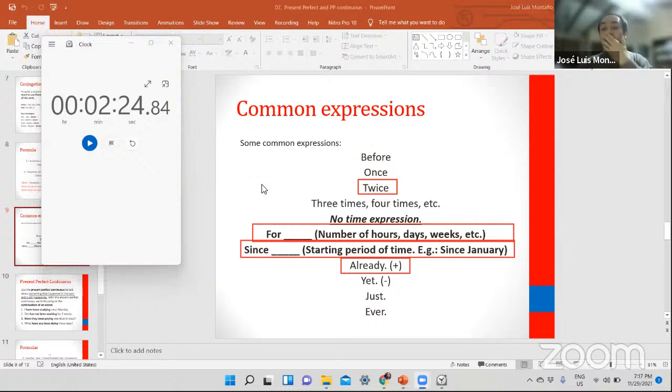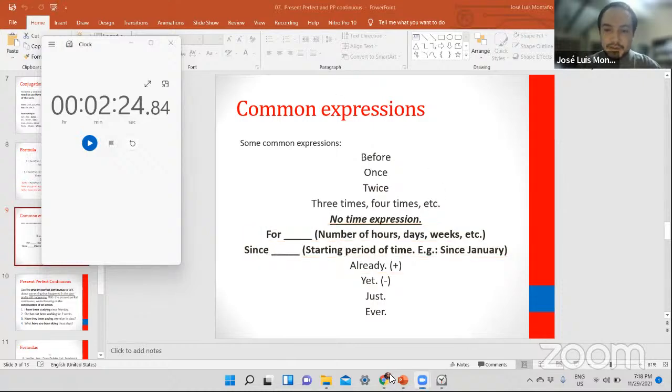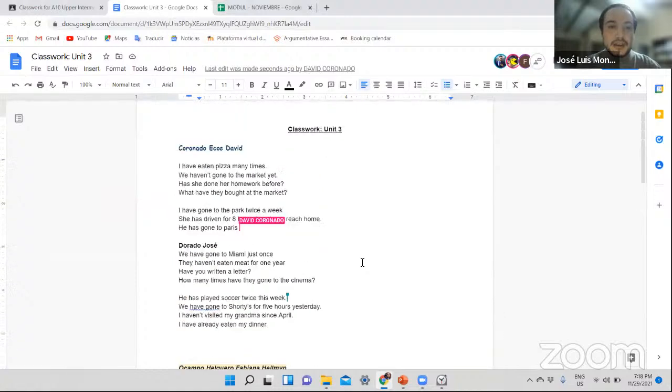All right, so we're going to start checking what you've been doing. Let's remember we need examples with twice, which is number of times, for period of time, since a starting point, and already for affirmative ideas. Most of the cases we have that in between the auxiliary and the main verb, all right? So with that review, let's try to check what you got.